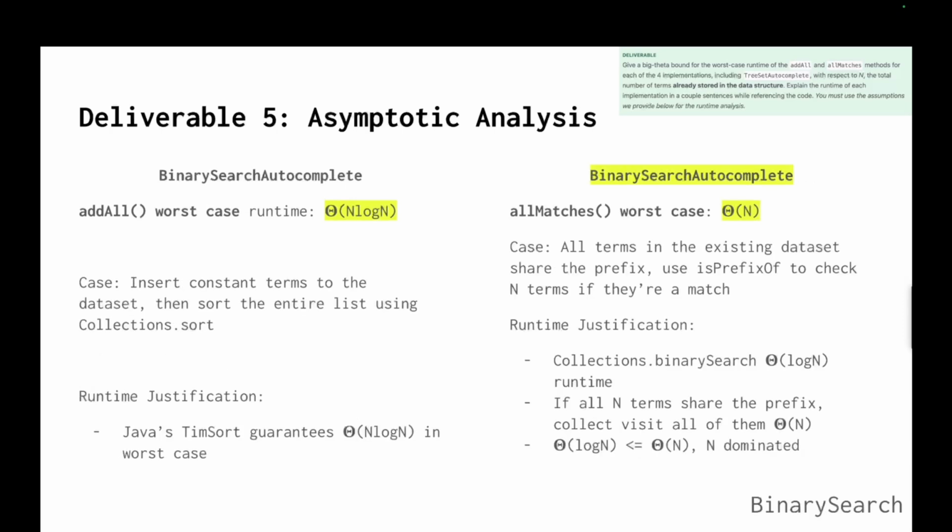For binary search, the worst case for add-all would be theta of n log n. We're inserting a constant number of terms into the dataset, and then we sort the entire list using Collections.sort, which uses TimSort in Java, and it guarantees n log n in the worst case. For all matches, the worst case is theta of n. This is when all the n terms in the existing dataset share the prefix that we're looking for. Binary search has log n, but if all the n terms share the prefix, the collect will visit all of them, so there will be n iterations. And since n dominates log n, the worst case will be theta of n.